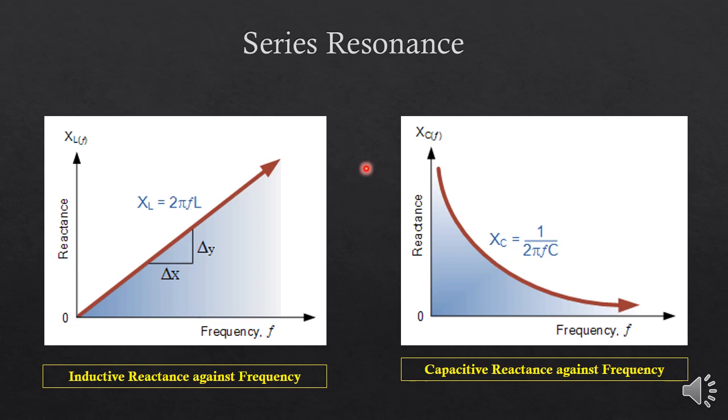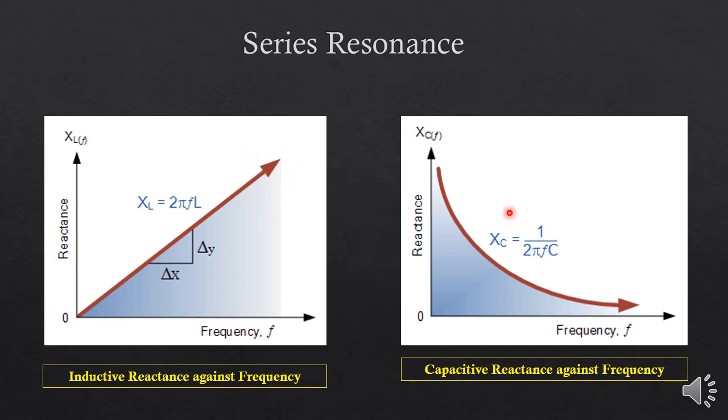These are the graphs of the inductive reactance and capacitive reactance against frequency. This is the graph for the inductive reactance. Here you can see that at a low frequency the inductive reactance is quite low, equal to 0. As the frequency increases, the inductive reactance also increases, as you can see from this graph.